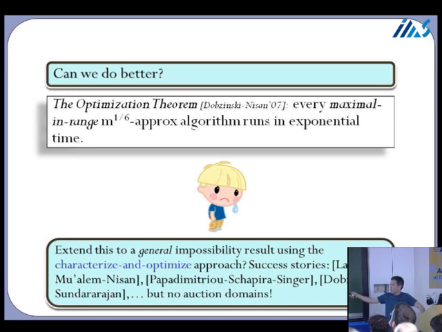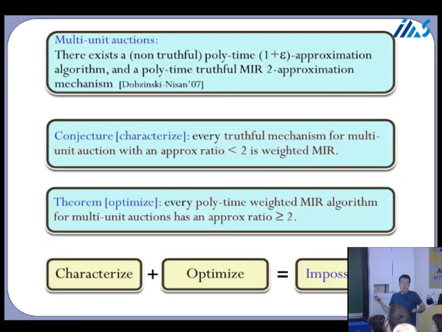But we didn't know how to use this approach in order to prove an impossibility result in auction domains. And what I want to do now is to show you why we failed in proving impossibility results in auction domains and a possible fix for this problem. All right? Okay, so I actually don't know how to prove an impossibility result for combinatorial auctions using the characterize and optimize approach. I know how to do that for a related setting of multi-unit auctions, which is basically the setting in which all items are identical.